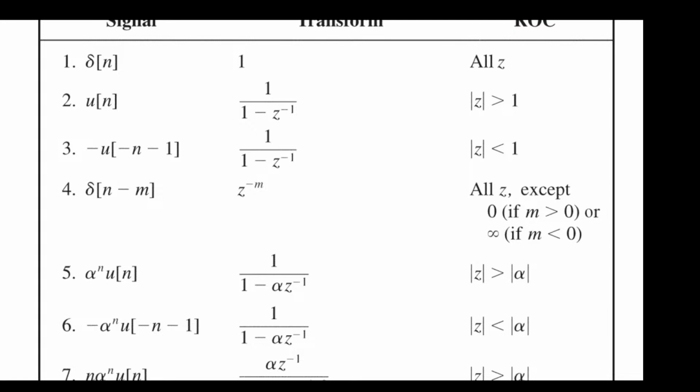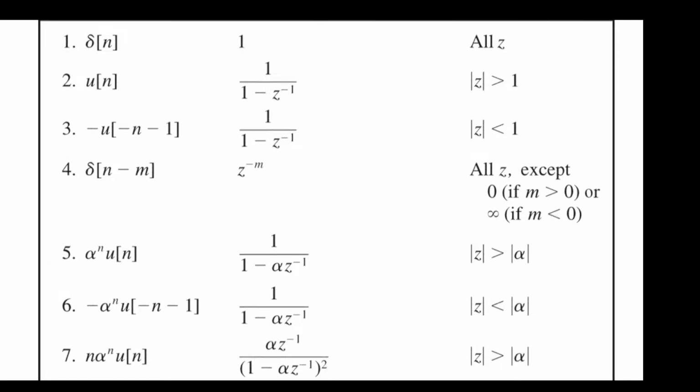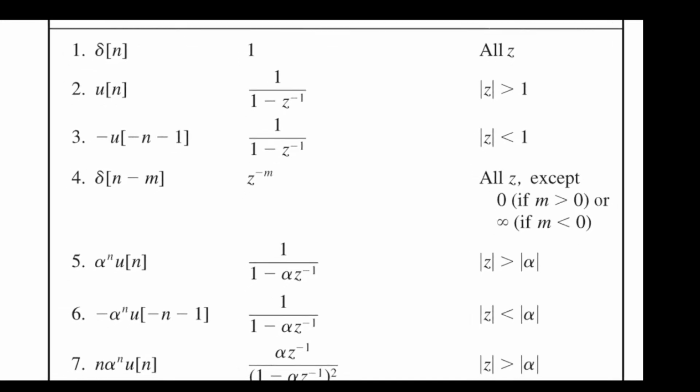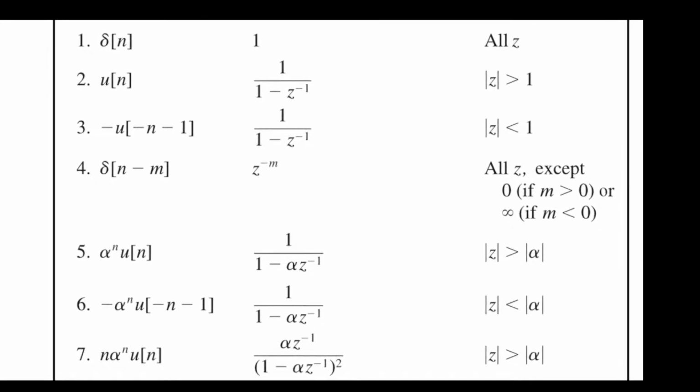Okay. And then we have our favorite two examples, alpha to the n u of n, and minus alpha to the n u of minus n minus 1. So this is right-sided and this is left-sided. The algebraic part is both 1 over 1 minus alpha z to the minus 1. They have the same algebraic expression, but for the right-sided time-domain function the ROC is outside, outside the pole alpha, and for the left-sided function the ROC is inside, inside the pole alpha. And then a special case of them is when alpha equals 0, then you have u of n and minus u of minus n minus 1.